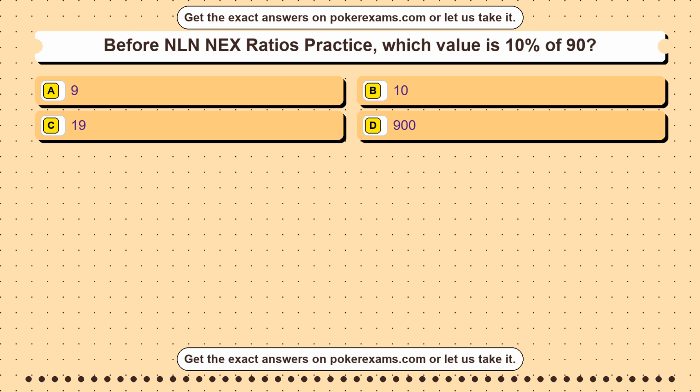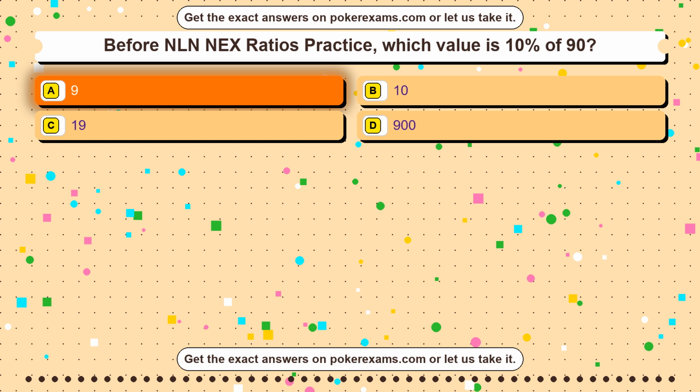Question 45. Before GED Prep 2026, which word best describes a claim supported by evidence? Option A argument. Option B fragment. Option C decimal. Option D variable. The correct answer is option A.